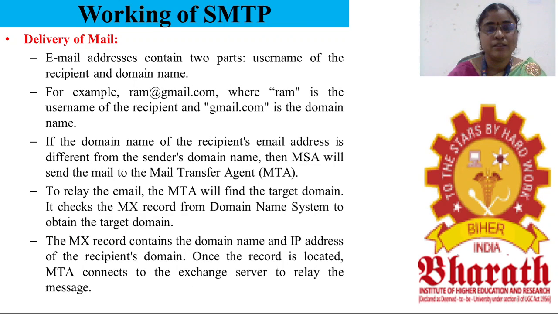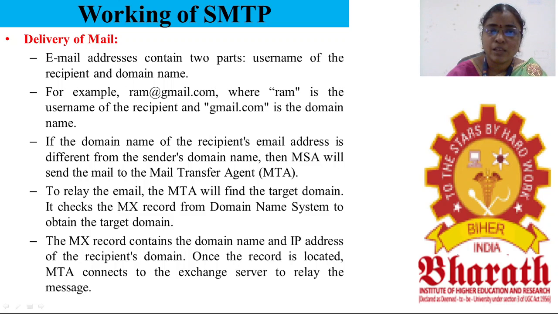Working of SMTP, the second step is delivery of mail. Email addresses contain 2 parts. First one is the username of the recipient and the second is the domain name. For example, if you take ram@gmail.com, ram is the username and gmail.com is the domain name here.